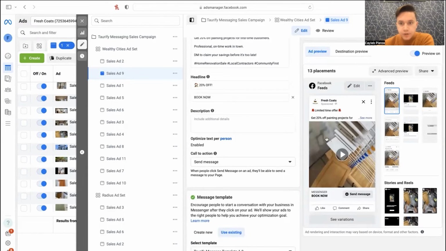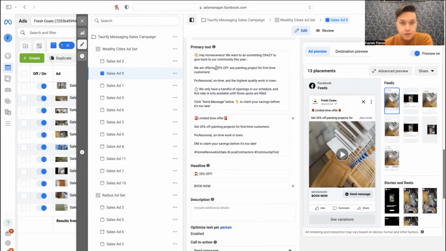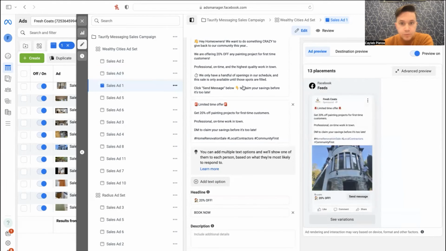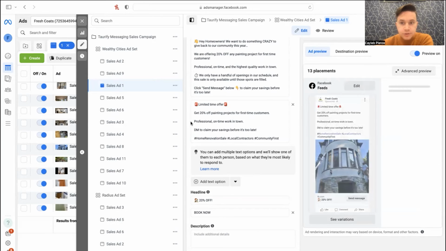There is a video here of somebody spray painting a cabinet door. The only exception or change here, besides obviously the creative, is the offer. Instead of doing the 3 rooms, 1 free, we're doing 20% off because I have rooms with cabinets. The same here, 20% off for first-time customers. Everything else is the same, 20% off for exteriors. This is specifically for exteriors.